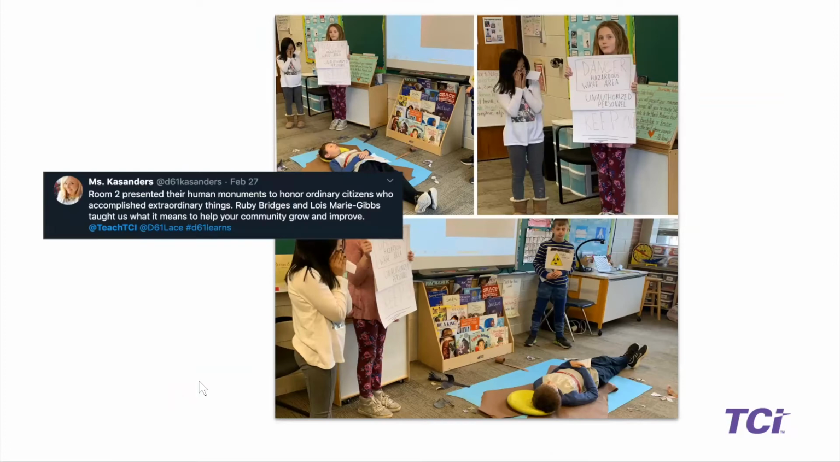This lesson has to do with human monuments that honor ordinary citizens who accomplished extraordinary things. And this one in particular had to do with Ruby Bridges and Lois Marie Gibbs, who taught us what it means to help your community grow and improve. So you'll see that they are presenting with student presence and showing authentic work that was created by the group.